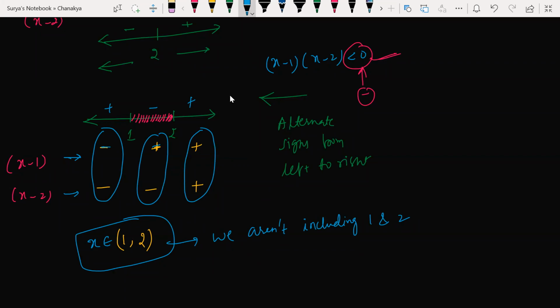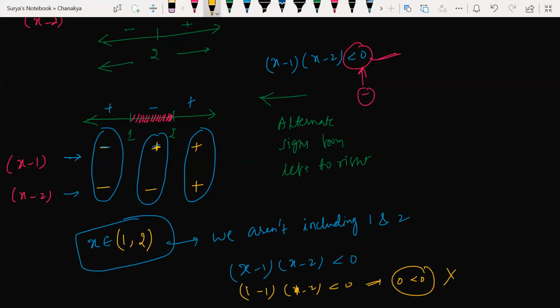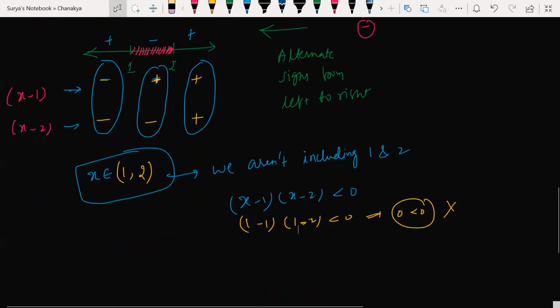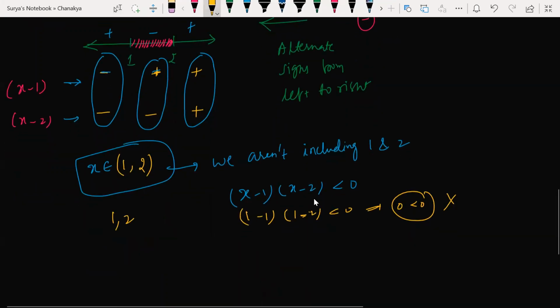If we include 1 and 2, what happens? The given expression is x minus 1, x minus 2 less than 0. If I include 1, then 1 minus 1 times 1 minus 2 is 0 into something, which is 0, and 0 can't be less than 0. Isn't it sounding odd? That is why I keep the open bracket, because we are not including 1 and 2.